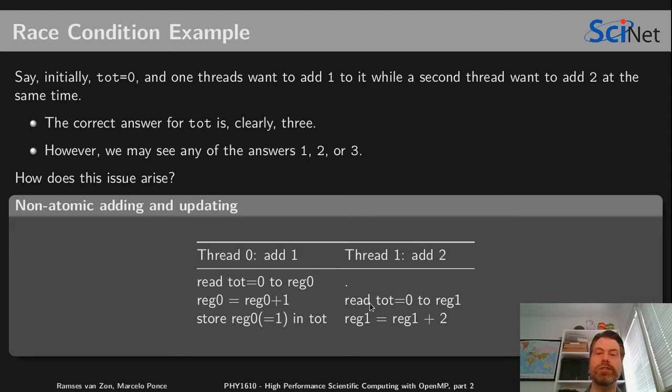And then as thread 0 is storing its value back into tot, thread 1 is only updating. So it's updating its registry to 2. And then it stores its value, while thread 0 is already done, into tot. And so what we get is the result 2, because thread 1 was the last one to update it, and it didn't know yet about what thread 0 was up to. So it's wrong. And it's wrong because these are not atomic operations, and basically we're going to miss stuff.